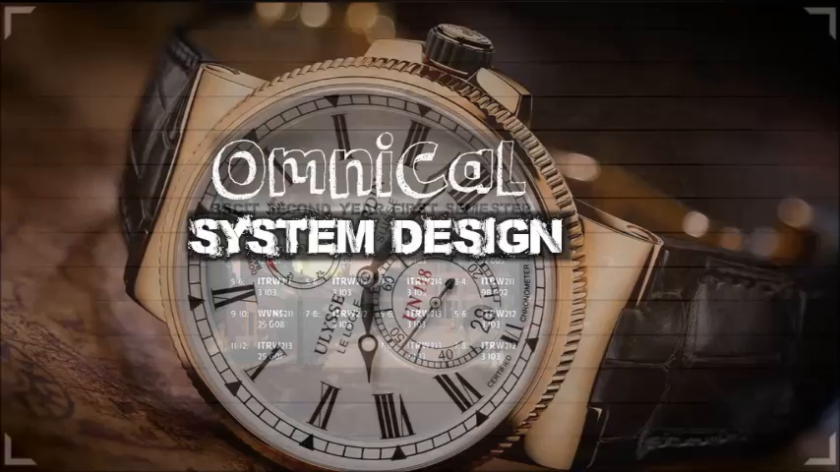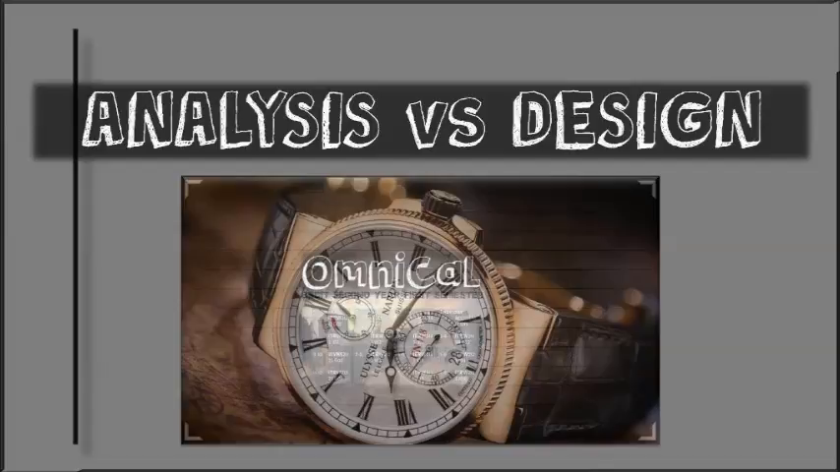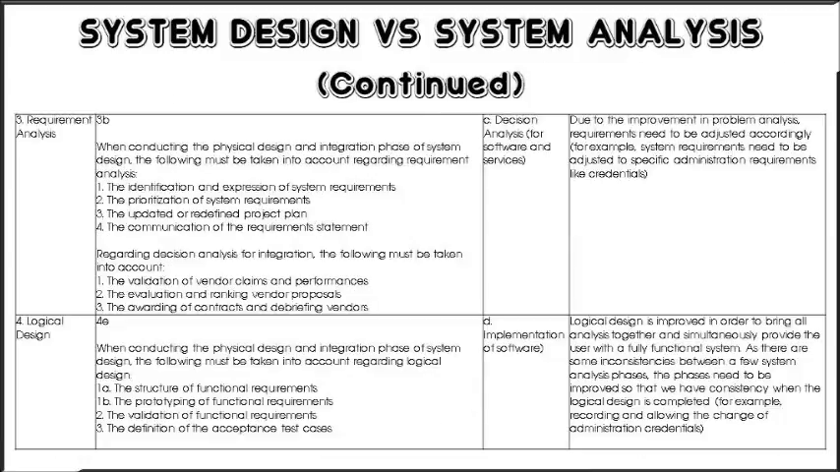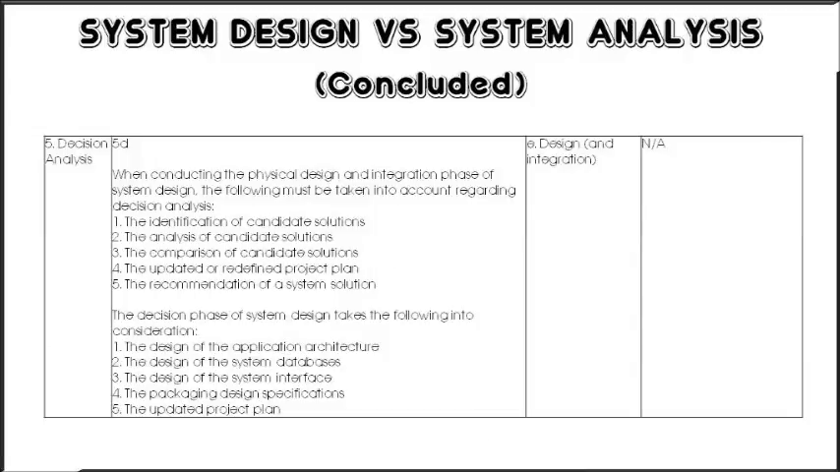System design. This is our analysis versus design. Here we have system design versus system analysis. We start with scope definition, problem analysis, then there's requirement analysis, logical design, and decision analysis.